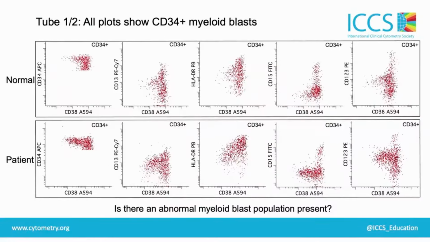All plots show CD34 positive blasts. The top is from normal, the bottom is from the patient. Comparing plots from normal to plots from the patient, the antigen expression pattern of the blasts are quite similar. There isn't a distinct subset sitting outside of normal maturation spectrum in the patient. Can we conclude this is MRD negative?